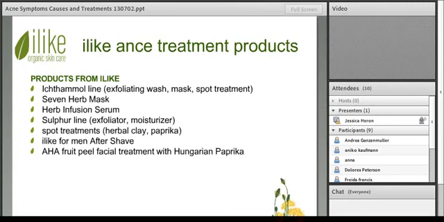AHA fruit peel treatment with the Hungarian paprika. This is one of our EVK signature treatments. It provides you with fruit acids that have a progressive exfoliating effect that improve the overall complexion of your skin. You can find fruit acids blended in a high concentration with the AHA fruit peel. It has a strong exfoliating effect by dissolving keratin layers on the surface. It restructures and rejuvenates the skin and cleanses from the inside out.